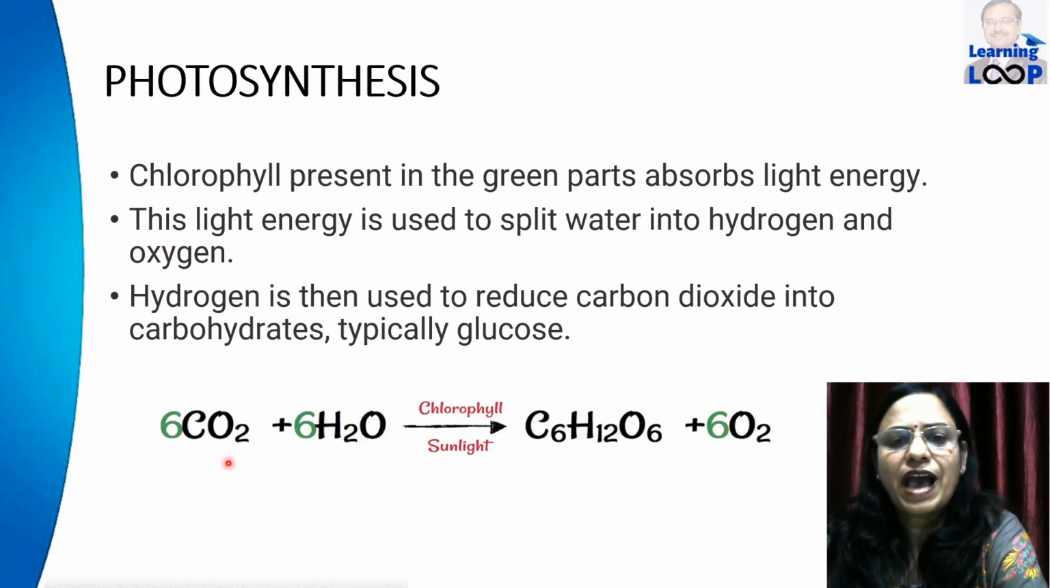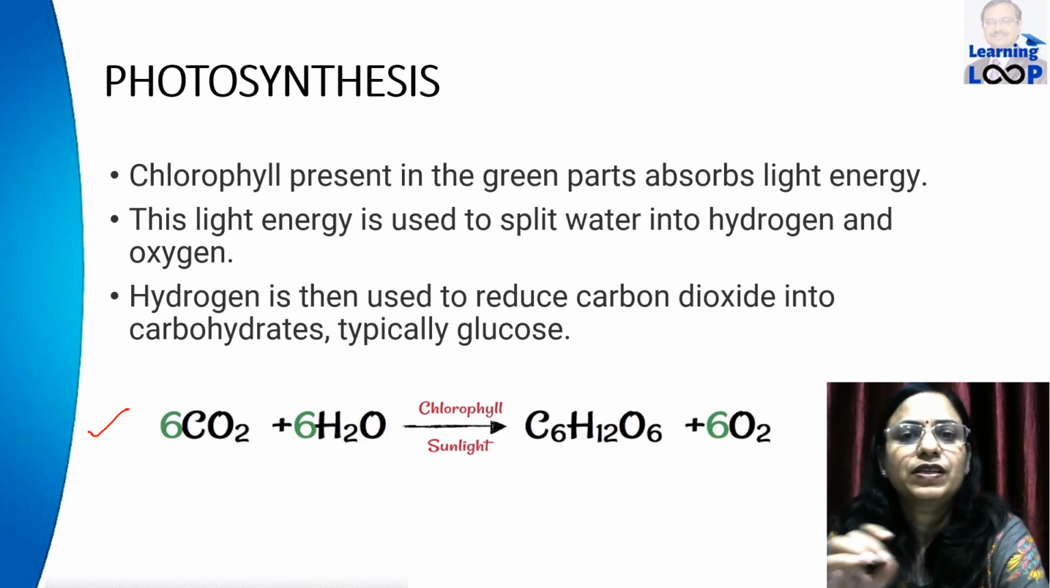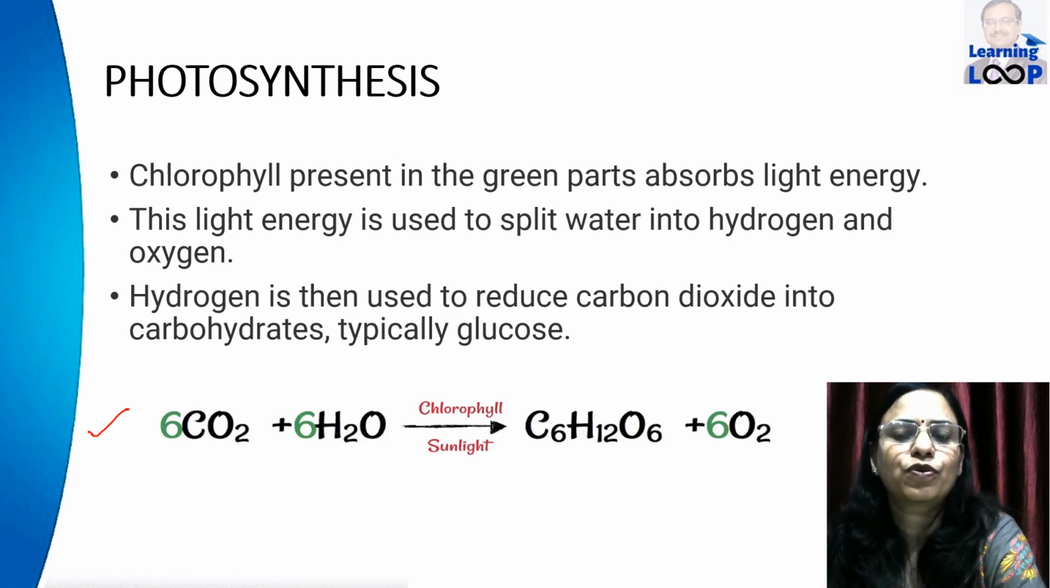Now you have been studying this equation many times in your junior classes, from class 6 onwards. When someone asks you, what is photosynthesis, you always write down this equation: 6 CO2 plus 6 H2O in the presence of chlorophyll and sunlight gives you a molecule of glucose and 6 molecules of oxygen. So we have been doing this since very junior levels. But what is new here now is that we are going to talk about the mechanism of photosynthesis. So what is meant by the mechanism of photosynthesis?